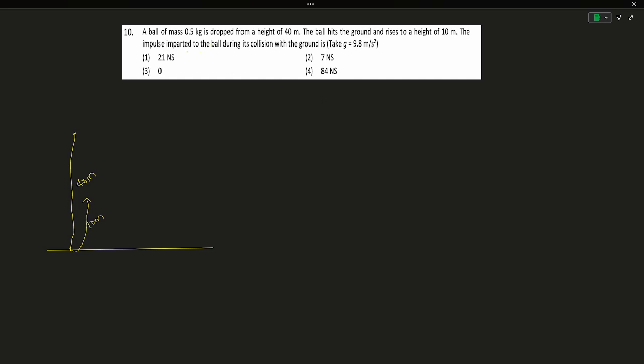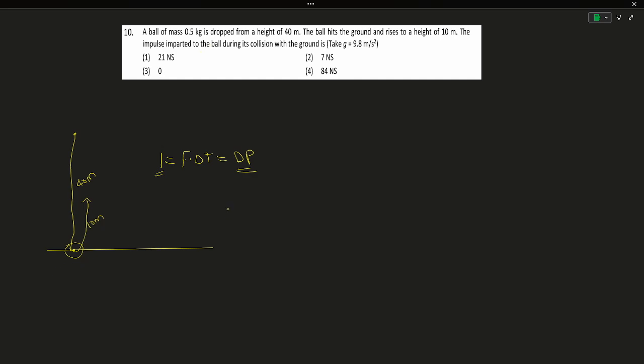We have to find the impulse imparted to the ball during its collision with the ground. Student, what is the equation for impulse? Impulse I is equal to F delta t, or delta P, the change in momentum. If we find the change in momentum, we can find the impulse and the answer.